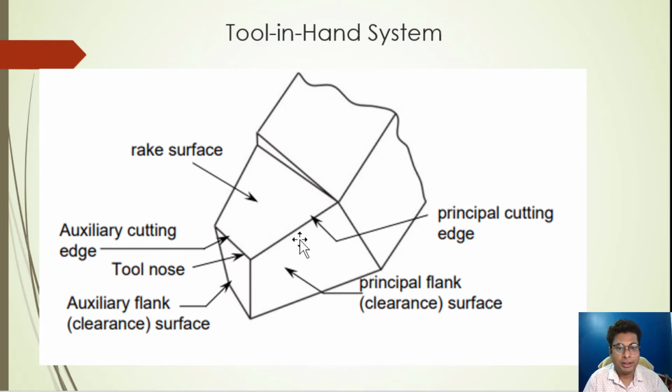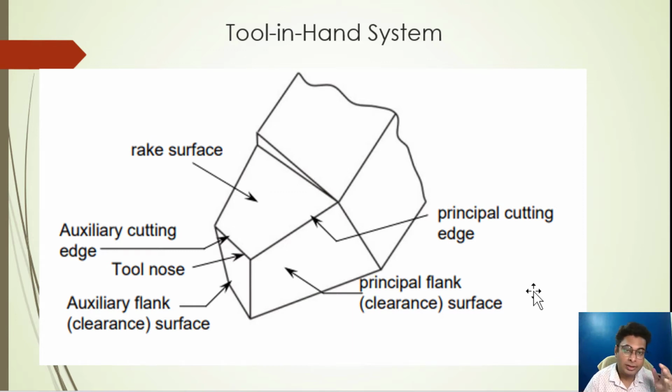With the principal cutting edge, a principal flank or clearance surface is associated, which is provided. These clearance or flank surfaces are provided to maintain the clearance of the cutting tool from the work surface, apart from the principal cutting edge.